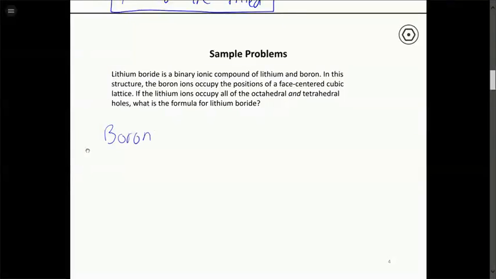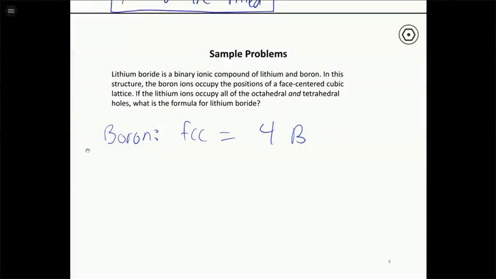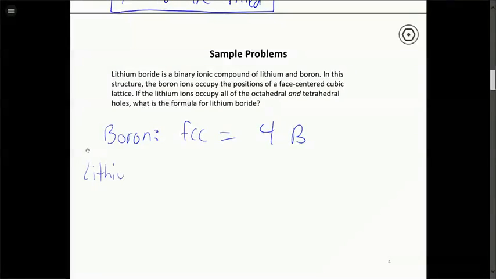All right, so for boron, we say that they're going to occupy the face-centered cubic. So we have 4 borons in the structure. Remember, if we occupy all the positions for face-centered cubic, that's a net of 4, as we talked about in the last one. And then for lithium, we're occupying both octahedral and tetrahedral holes. This is not a common situation, but there are cases where both holes are occupied at the same time. And so remember, we have 4 octahedral holes and 8 tetrahedral holes.